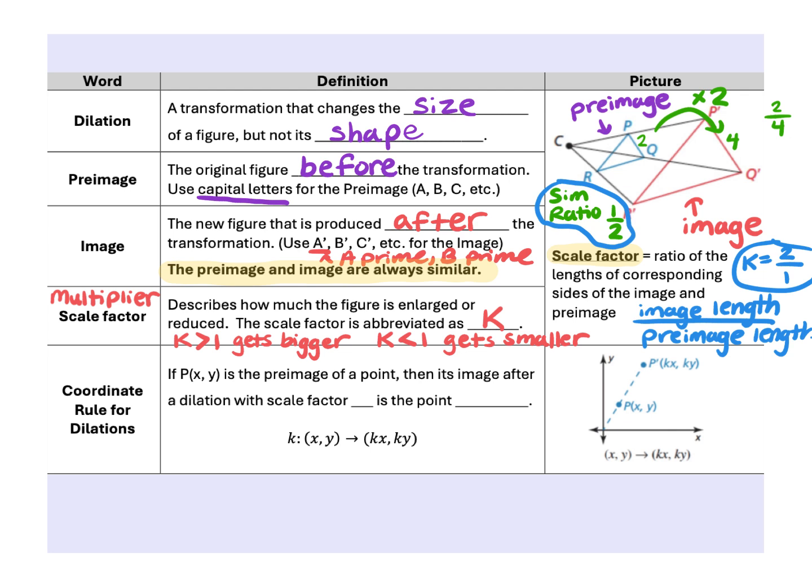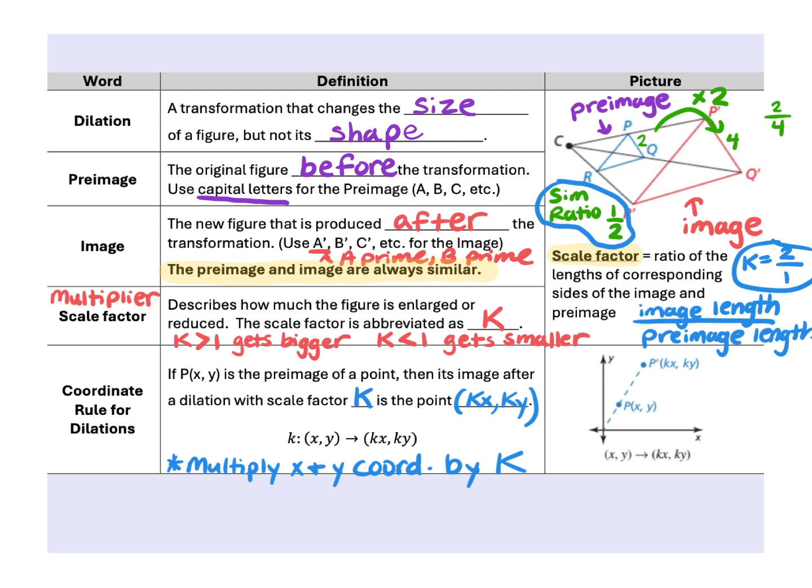Finally, there's a coordinate rule that we can use for dilations in the coordinate plane, and that is if point (x, y) is the pre-image of a point, so that's what we're starting with, then its image after a dilation with a scale factor of k is the point (kx, ky). So all you are doing when you do a dilation is you're multiplying both the x and y coordinates by k. It's a multiplier. And we're going to look at an example here in just a minute.